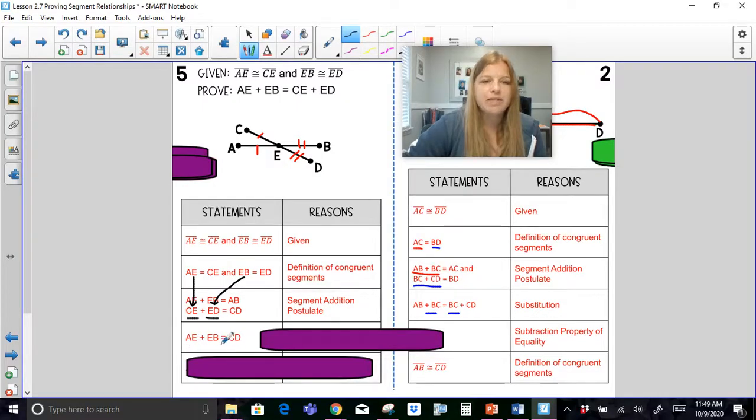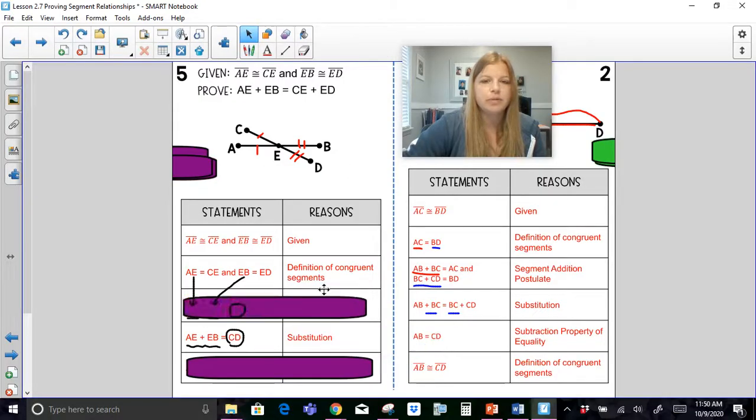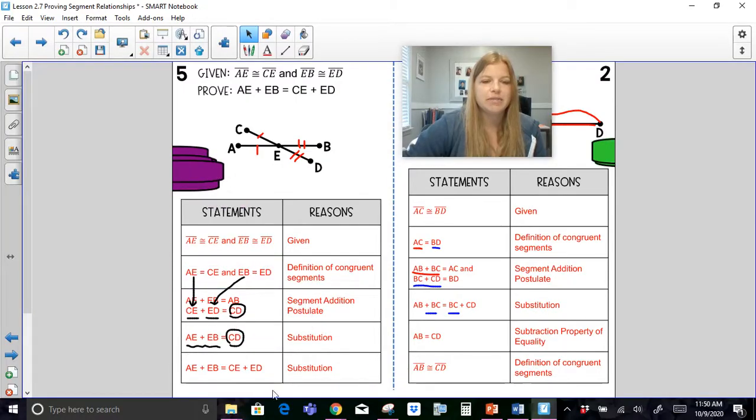Now, because we have this statement here, and AE plus EB is equal to CD, and we know that CD is right here, and let me show that reason from before, substitution, then I would be able to say that AE plus EB is equal to CE plus ED, again because of substitution. So if this is set equal to CD and this is also set equal to CD, then those two expressions would equal each other.